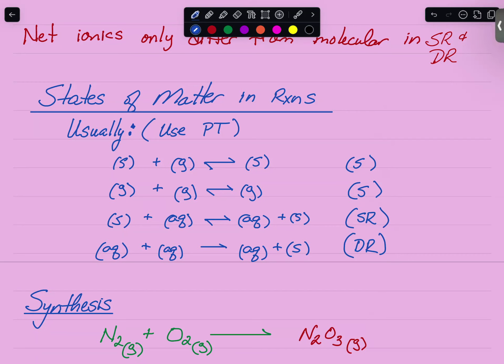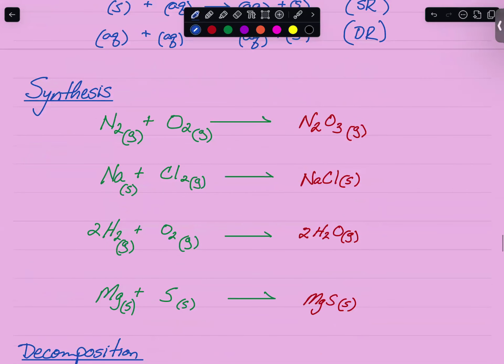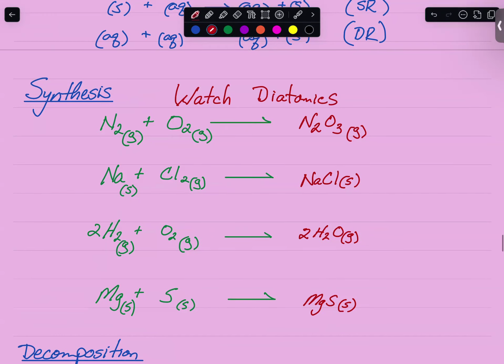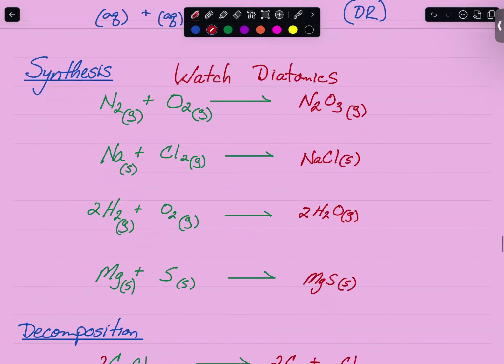Now, let's start with synthesis. Notice we're doing these with elements. Very simple. Element, element, element, element, element. I've been saying this since we started this unit. Please watch your diatomics. So your N2s, your O2s, your H2s, please watch those. We don't want to see any single oxygens. No regular chlorines. No atomic.